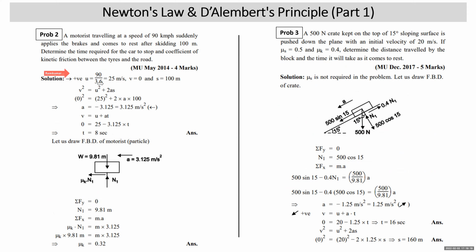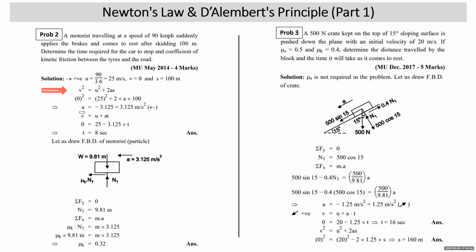Initial velocity is 90 divided by 3.6, that is 25 meters per second. It comes to rest after traveling a distance of 100, so S is 100. Since V and S are under consideration, we apply the equation of motion: V squared is equal to U squared plus 2aS. V is 0, U is 25, S is 100.